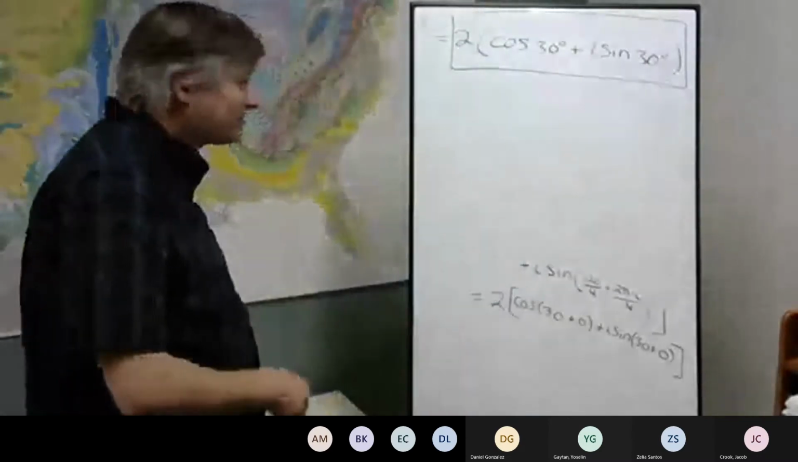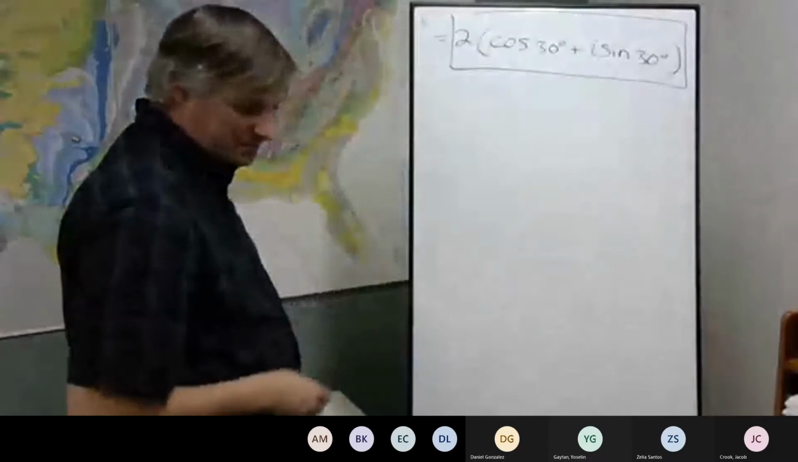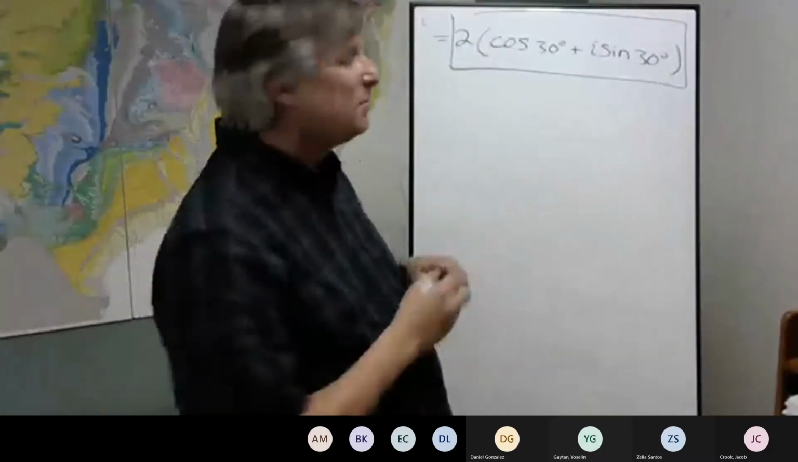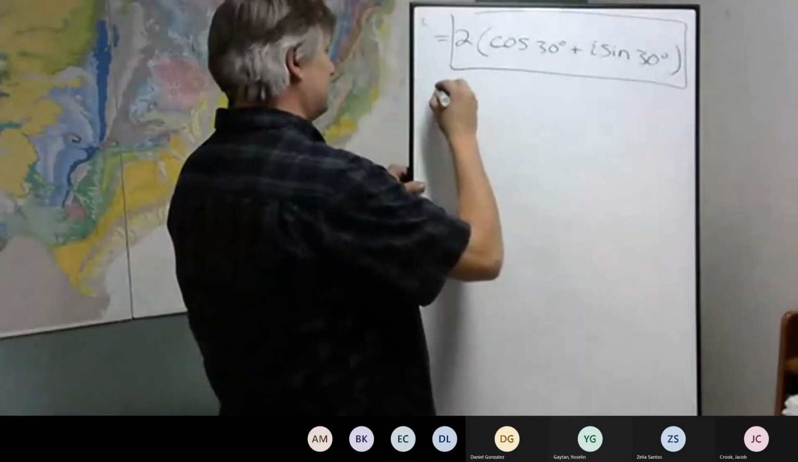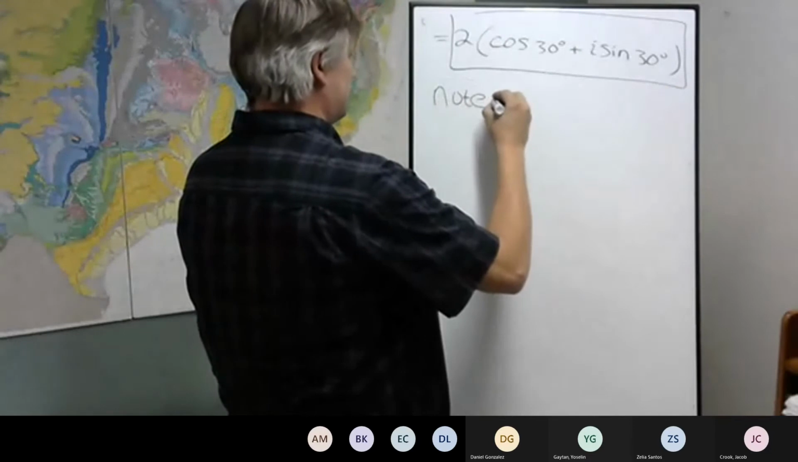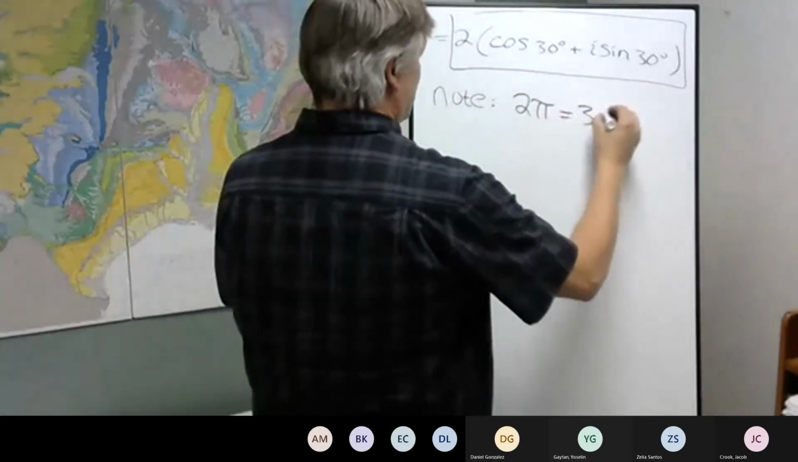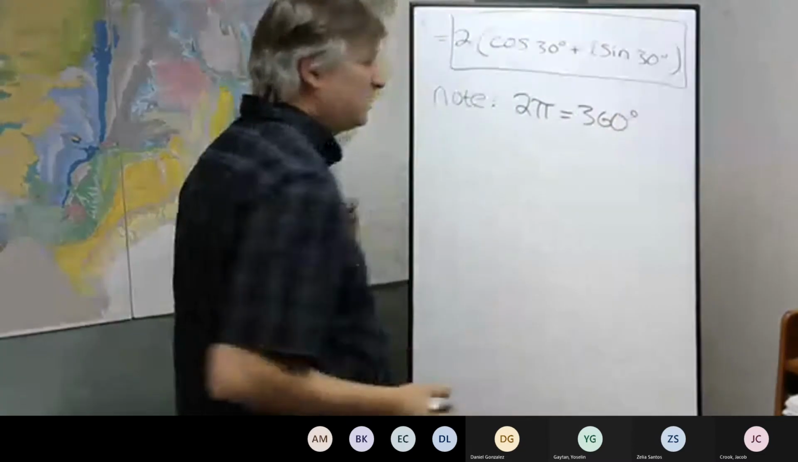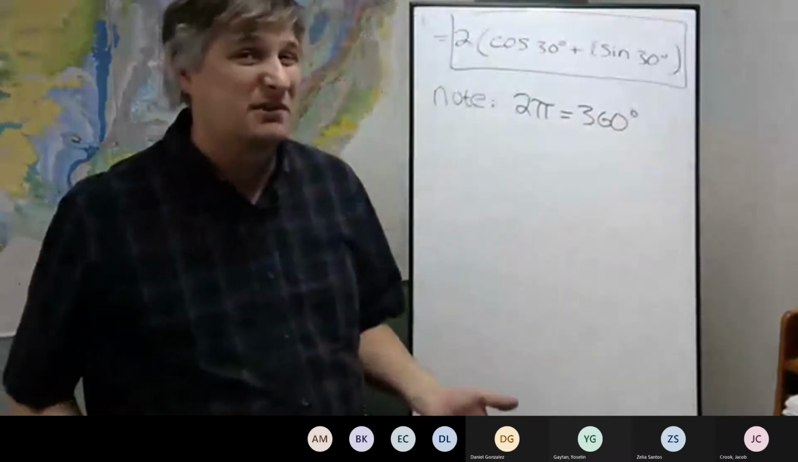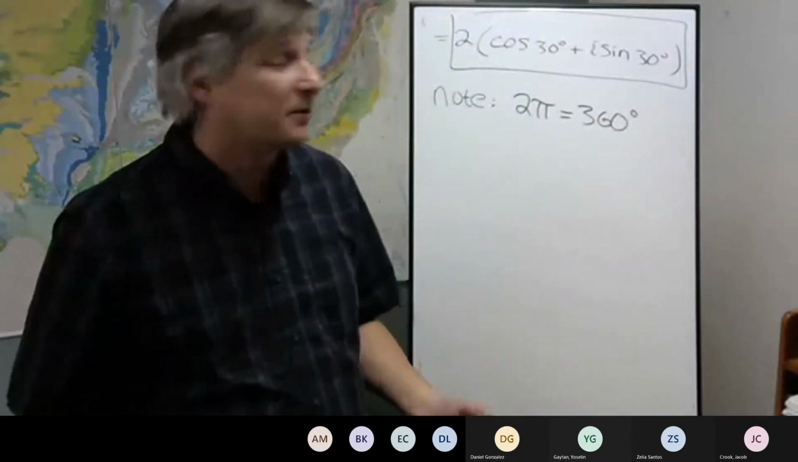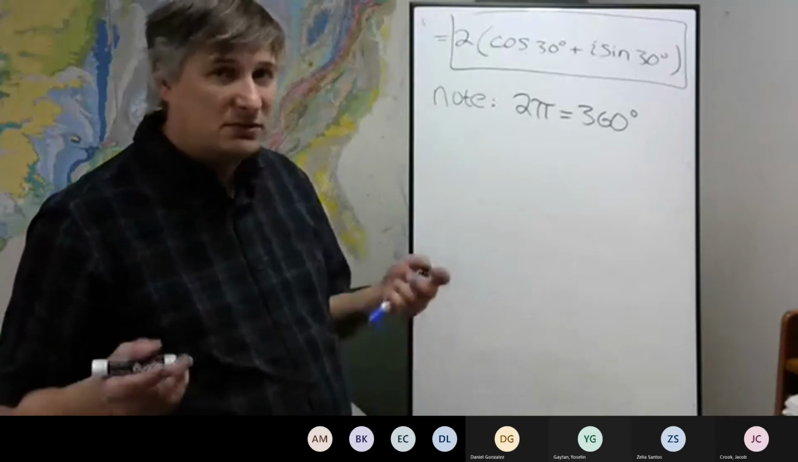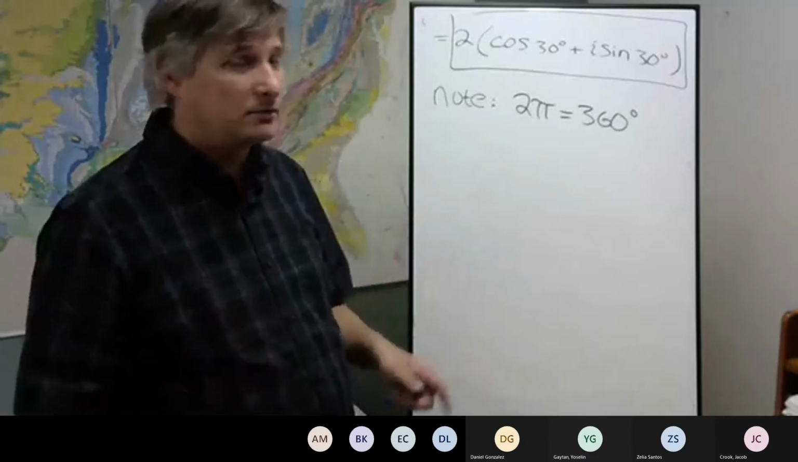All right. Now, I'm going to make a note. You don't have to use 2 pi. Since we're working with degrees, we can let it be 360 degrees. That's going to be easier. So knowing that, let's go to k equals 1.